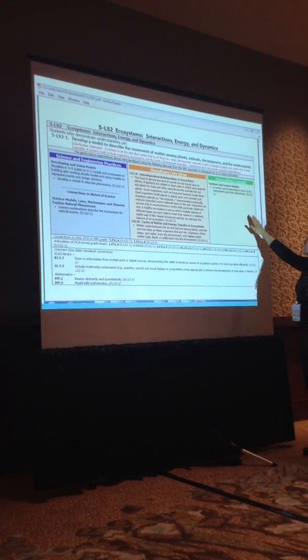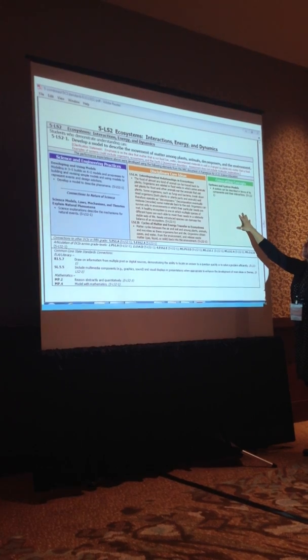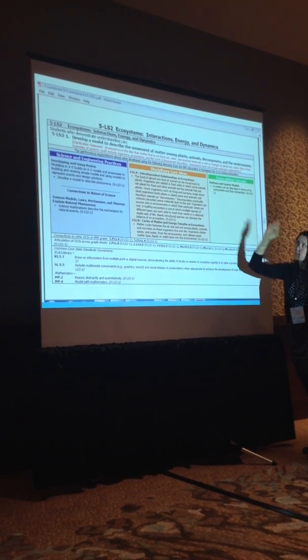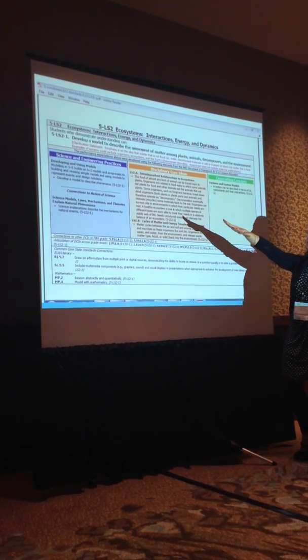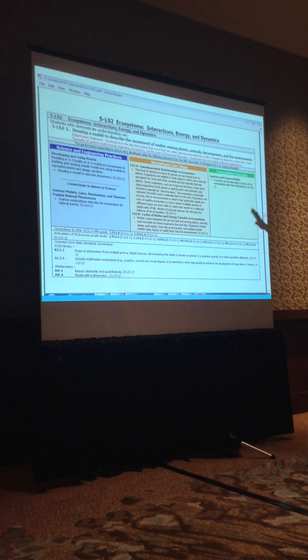The cross-cutting concept is systems and system models, and the practice is developing and using models. Through this, you can see how the standards, the way they're written, are a lot more three-dimensional than just the flat concept, just the content.